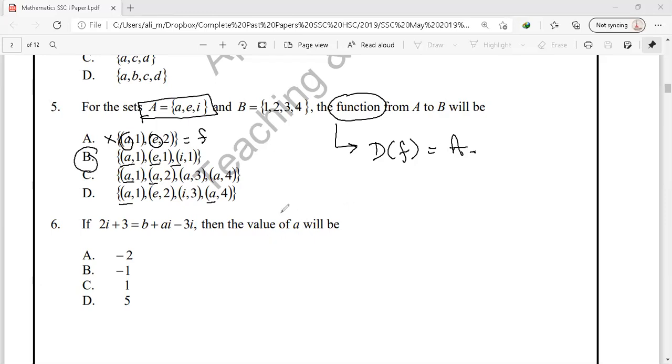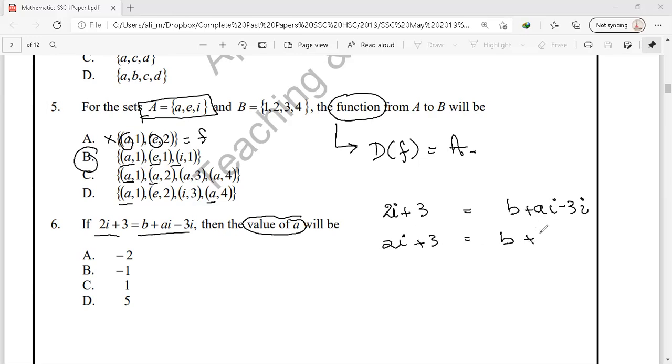Let's come to question number 6. In this question, we have two complex numbers that are equated: 2i + 3 = b + ai - 3i, and we have to find the value of a. So for the value of a, we will equate the imaginary part with the imaginary part. 2i + 3 is equal to b + i(a - 3).